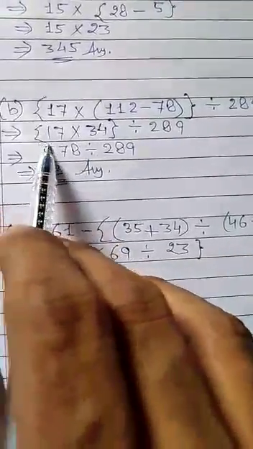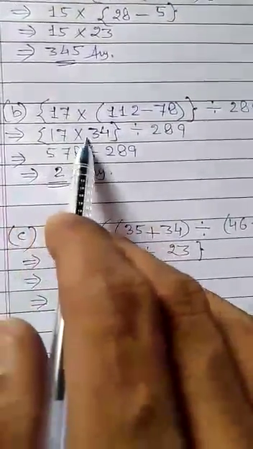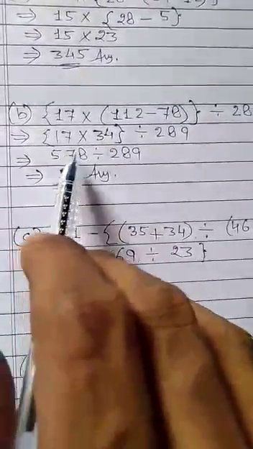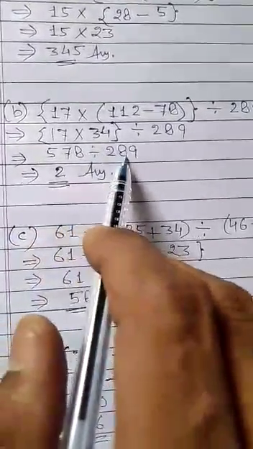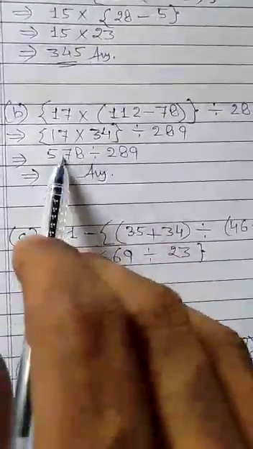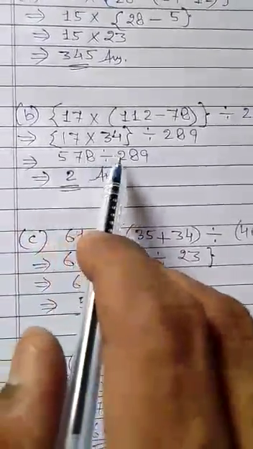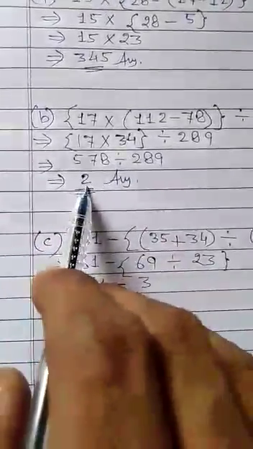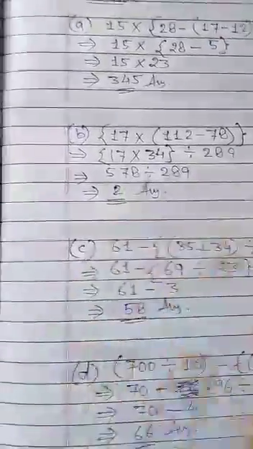So now we will solve the second bracket, 17 multiplied by 34. So it will be 578 divided by 289. When we divide 578 by 289, it will be 2. So 2 is the answer.